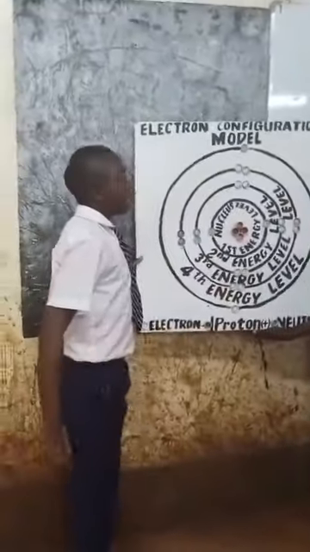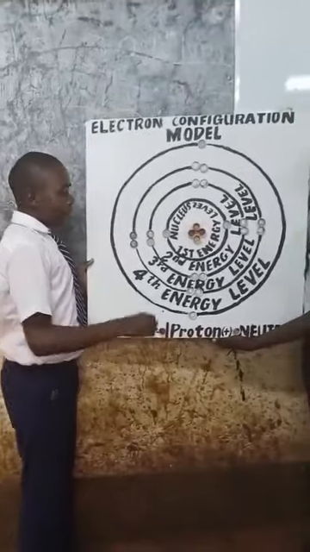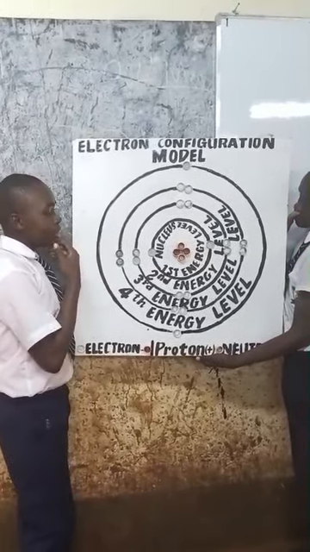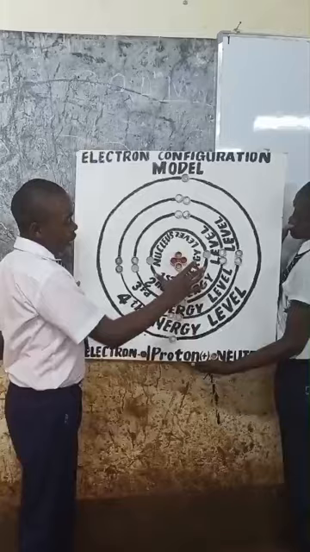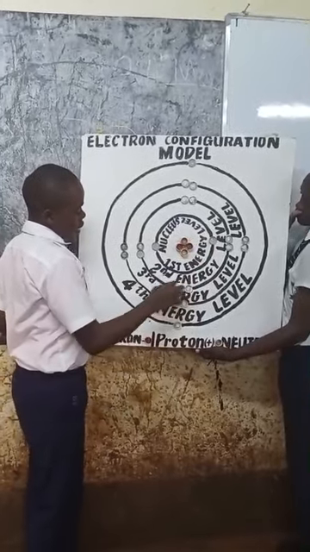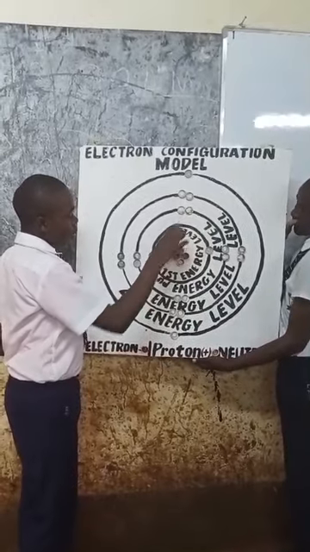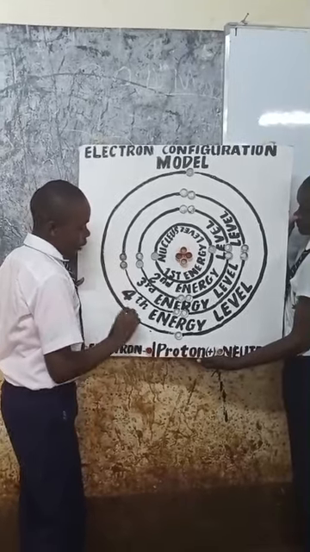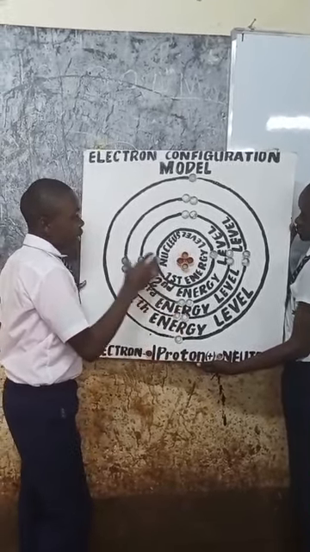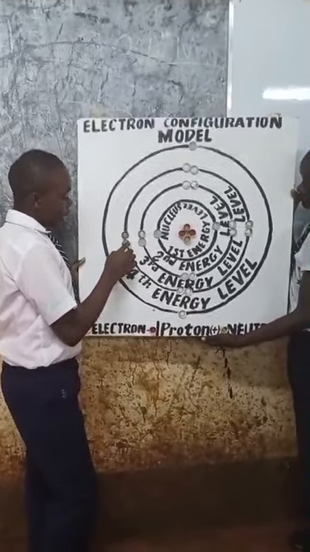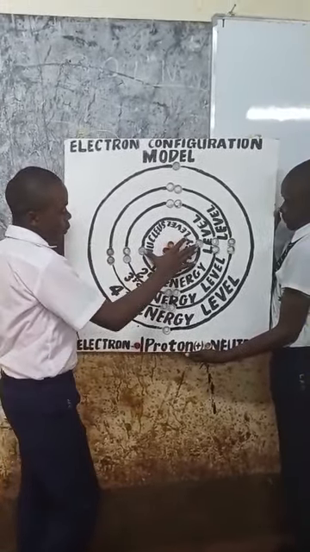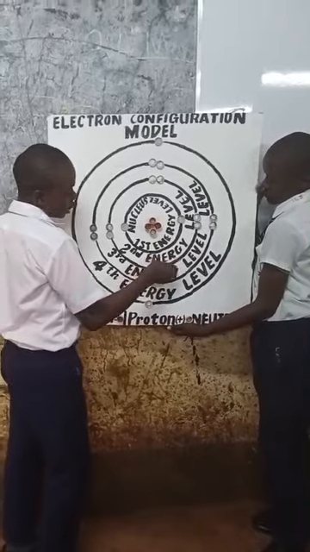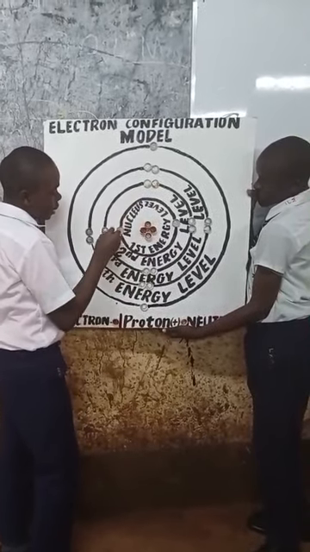My next element is fluorine, which has 9 electrons, consisting of 2 in the first energy level and 7 in the second energy level. Ignoring this one and all others, it forms fluorine. My next one is neon. Neon has 10 electrons, which has 2 in the first energy level and 8 in the second energy level. Also, neon is a stable element.